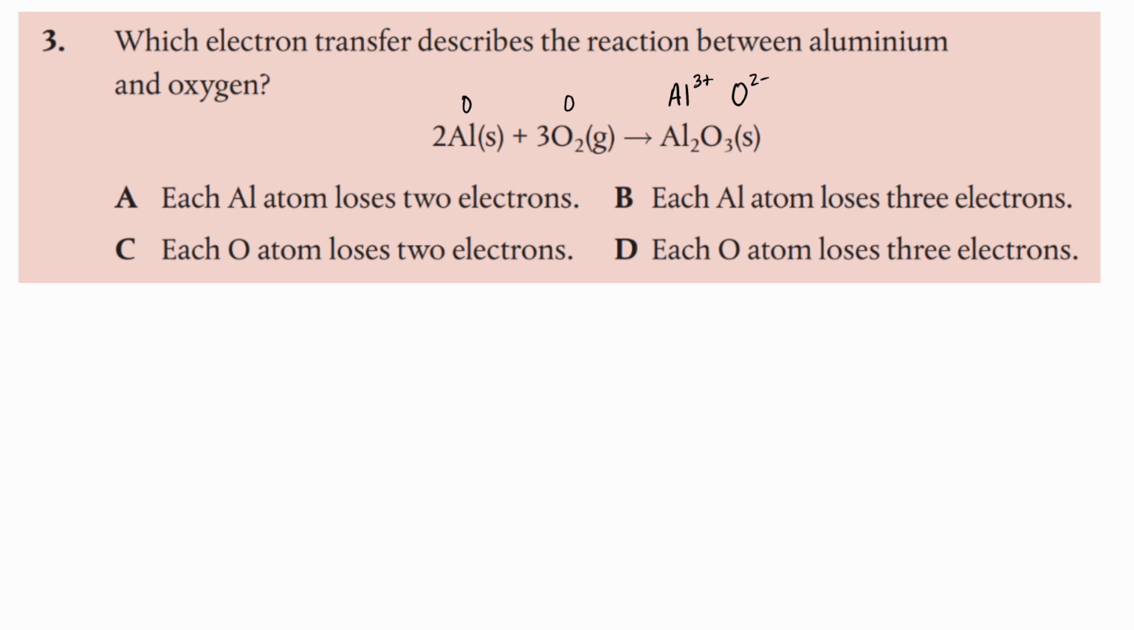Remember that positive 3 means that aluminum lost 3 electrons, because electrons are negative, protons are positive, so it has 3 more protons than electrons now. So aluminum would lose 3 electrons, and then oxygen would gain 2 electrons, because it has a 2 negative charge. All of these options are talking about losing electrons, so we know we're talking about aluminum, and we know that aluminum lost 3 electrons, so B would be the correct answer.